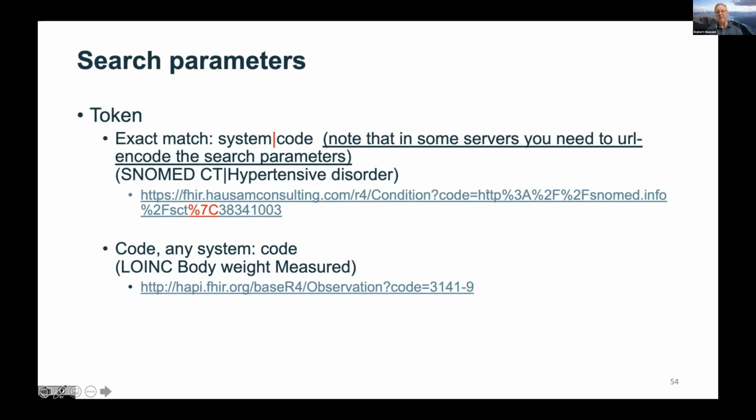And so we have basically the system URL for SNOMED, which ends here. And then we have this red escaped value, which is actually that vertical bar character that separates the system and the code value. That's the red here, the %7C. And then the SNOMED CT code value itself for hypertensive disorder is 38341003. So if I click on this link, we should see some results.